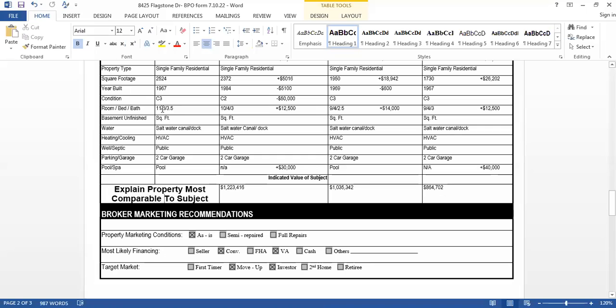Okay, so you'll see here, the subject property was 11 total rooms, 6 bedrooms, 3.5 baths. And this property was inferior. It had 10 rooms, 4 bedrooms, 3 bathrooms, 3 full baths. So I made the adjustment here. You'll see 5,000 per bedroom, and then 2,500 for the half bath. So I made that one because it was the subject property. I made the adjustment that way. So that's how I got the math on this.